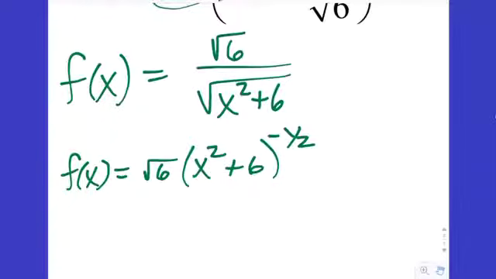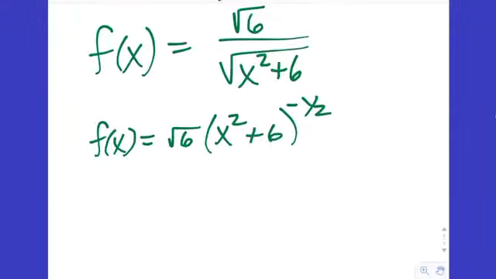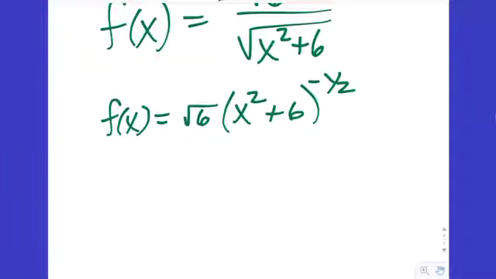That's the Shane rule. I'll explain that later. The chain rule is what we're using. So we bring the whole quantity to the top to the negative 1/2. Now we'll take the derivative, f prime of x.